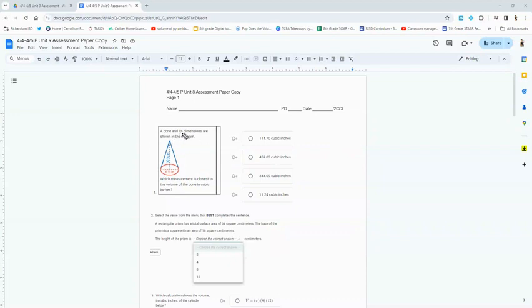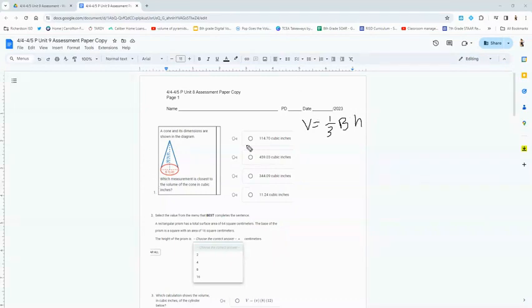So the cone and its dimensions are shown in the diagram. Which measurement is closest to the volume of the cone in inches? If I look at my formula chart, it says V equals 1/3 big B H. And remember, the big B represents the area of the base.